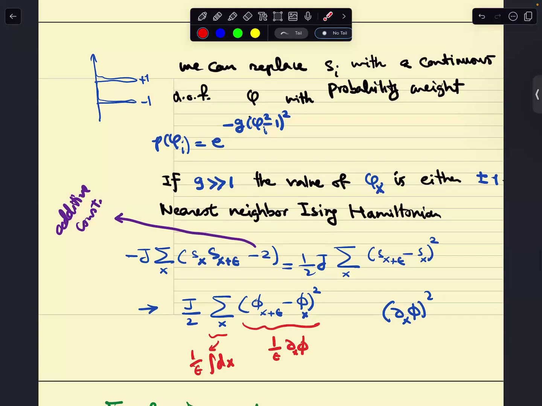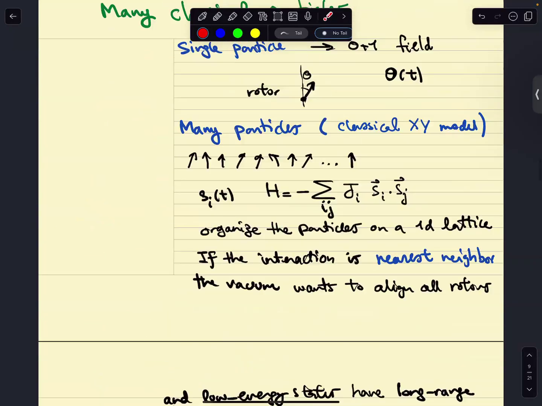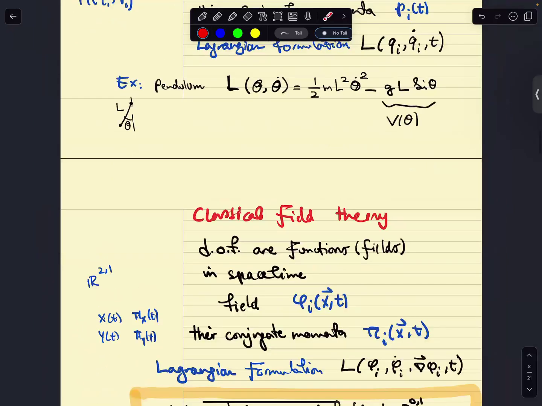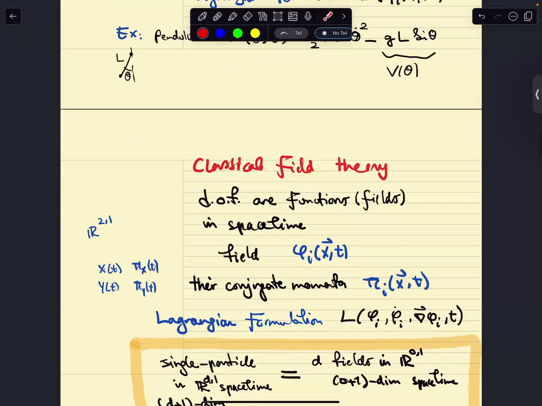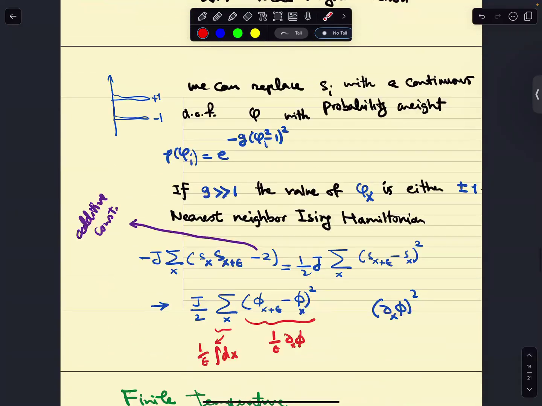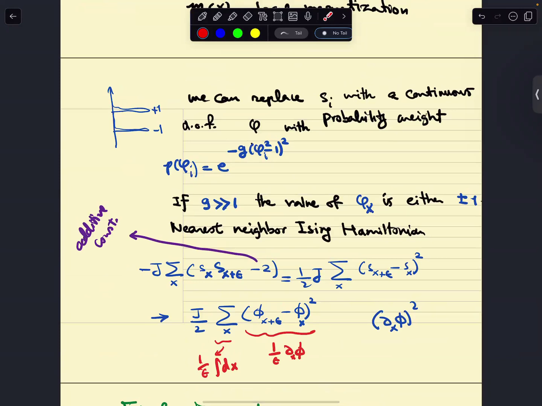Remember in the comparison I was making between classical particles and fields, I said that our Lagrangians here had q i and q i dot. Here we had phi I dot and also these derivatives. That's what we're finding, right? We're finding these terms that in the continuum limit look like del x of phi squared in the Hamiltonian. Is this clear? Any questions about this?